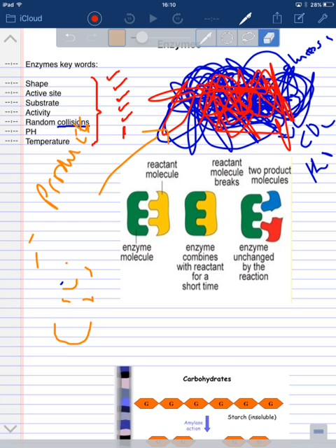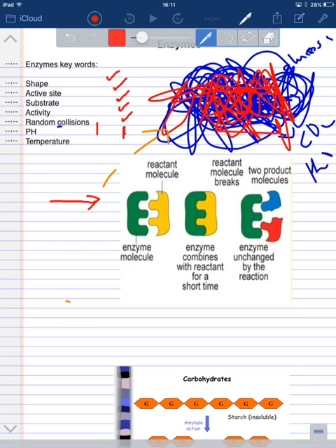Now, with that in mind, it allows life to exist in our cells at a temperature that isn't too hot, because if the temperature was too hot, our cells would die. So how does this happen? Well, we can now look at this picture.